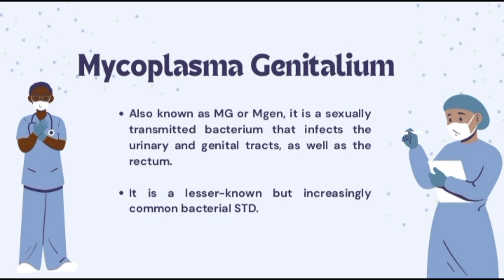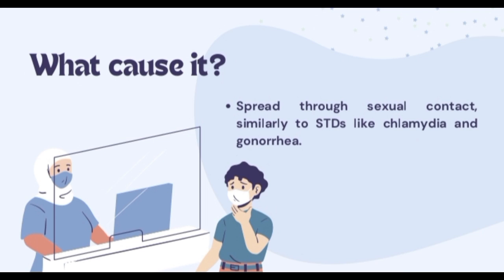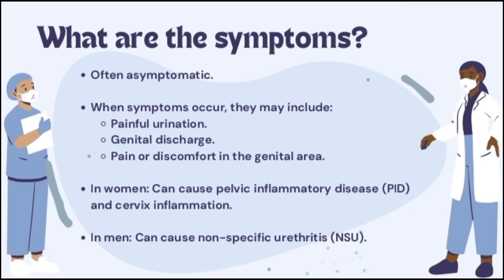Mycoplasma genitalium is a less known but increasingly common bacterial STD. So, what causes it? It spreads through sexual contact, like having sex, or any kind of sexual contact. Similar to other bacterial STDs like Chlamydia and Gonorrhea. So, what are the symptoms of this STD?